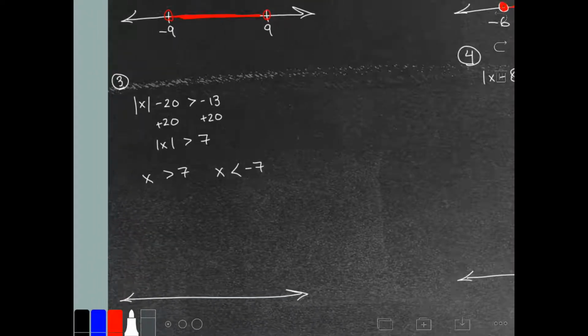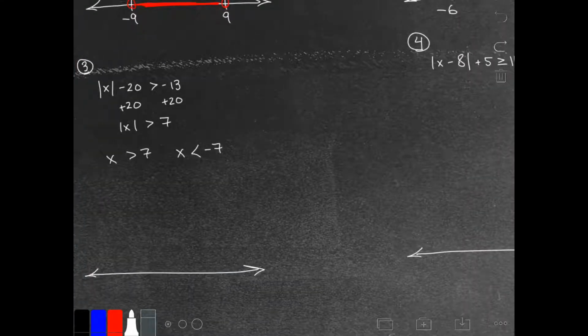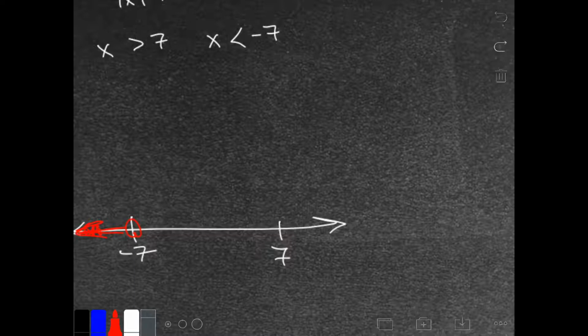So what is this going to look like? Let's go ahead and graph. So negative 7 and 7 are our two points. And at negative 7, we have an open circle shaded to the left. So it's less than, and it is shaded to the left. How about x is greater than 7? So greater than, that's open and shaded to the right. So this is an or statement.